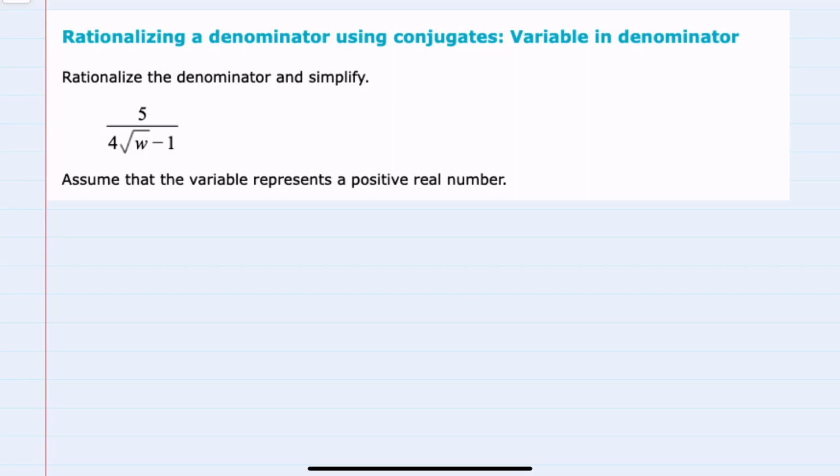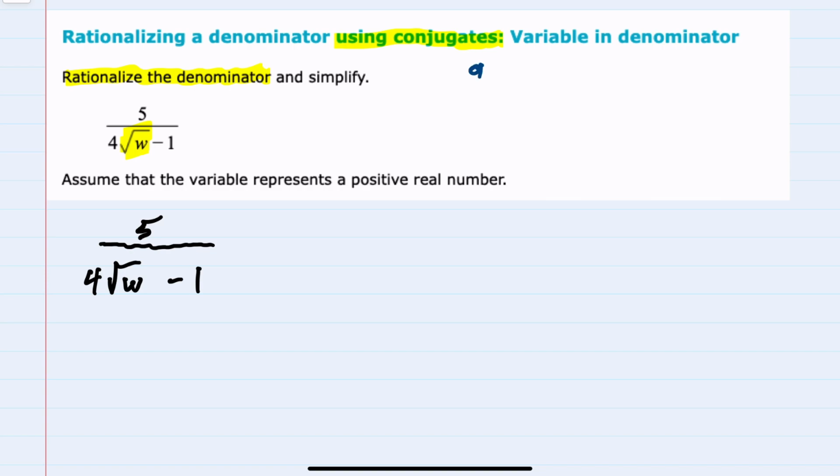In this video, I'll be helping you with the ALEKS problem type called rationalizing a denominator using conjugates, variable in denominator. And in the instructions here, we can see that we are rationalizing the denominator. So we want to get rid of this radical in the denominator. And we can tell from the title that we'll be using conjugates.